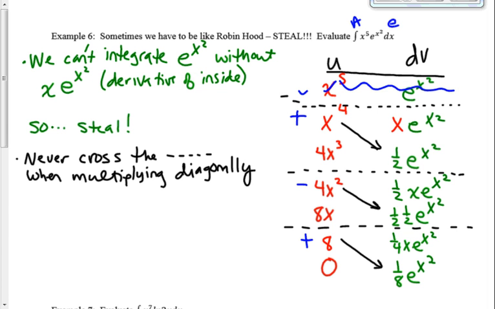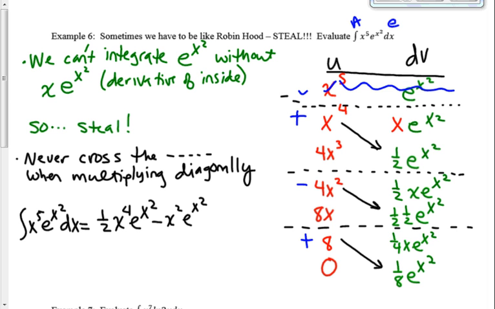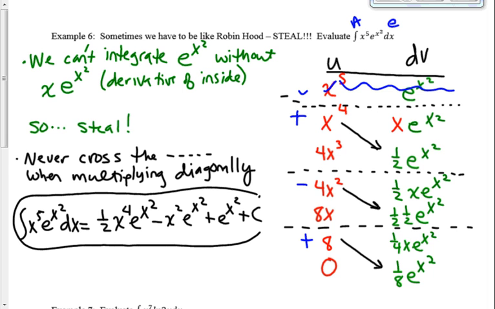Okay, so here we are. We now have the integral of x to the fifth e to the x squared dx is going to be 1/2 x to the fourth e to the x squared minus x squared e to the x squared plus e to the x squared plus c. I did some simplifying in my head when I was multiplying, so give that a second. You can go ahead and pause the video if you didn't follow where those came from.